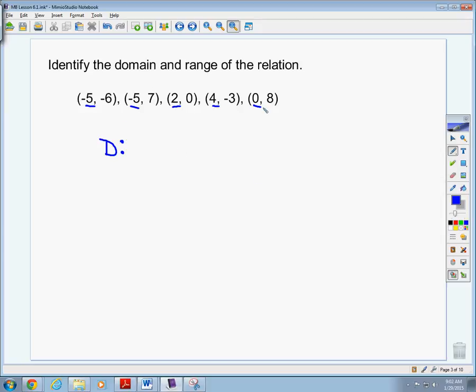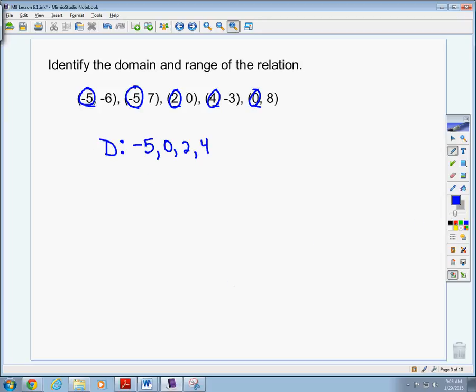Write them in order, no repeats. My smallest number is -5. There's 2 of them, but we just write it once. Then I have a 2, 4, and 0. 0 will come next, then 2, then 4. Remember, this is an input, this is an input, this is an input, input, input. The domain is a set of all the inputs.